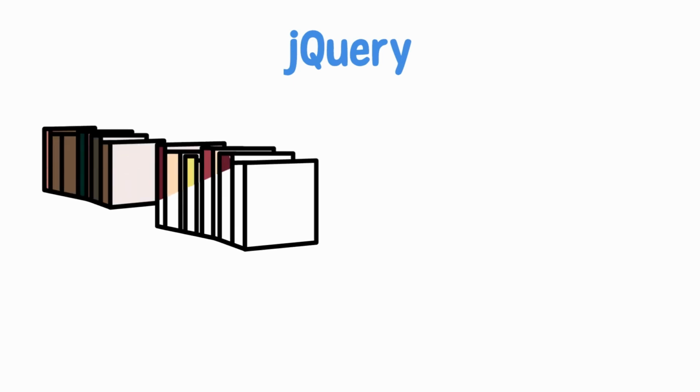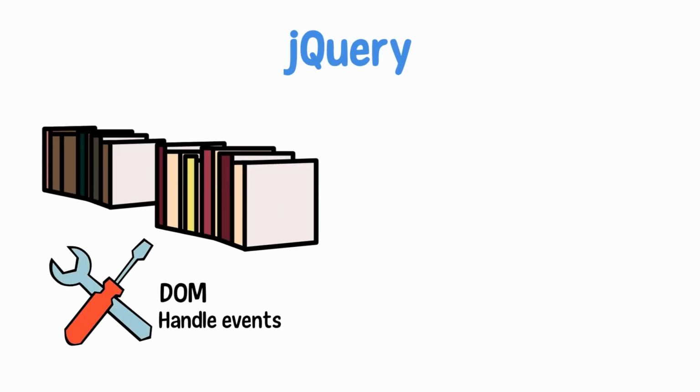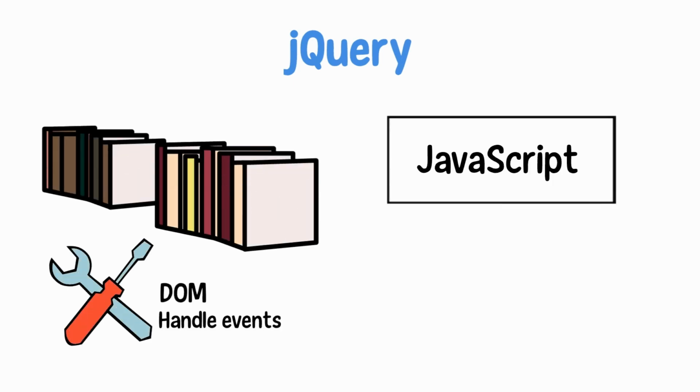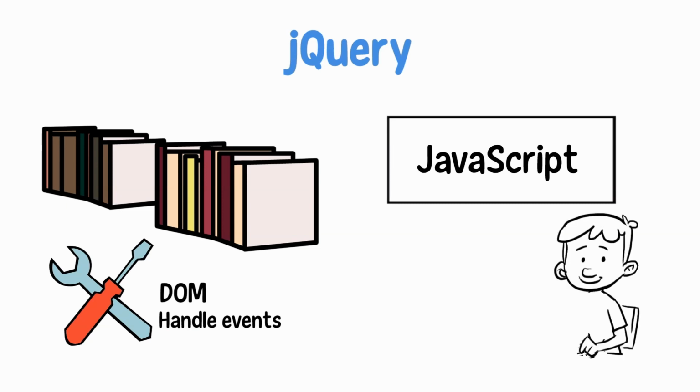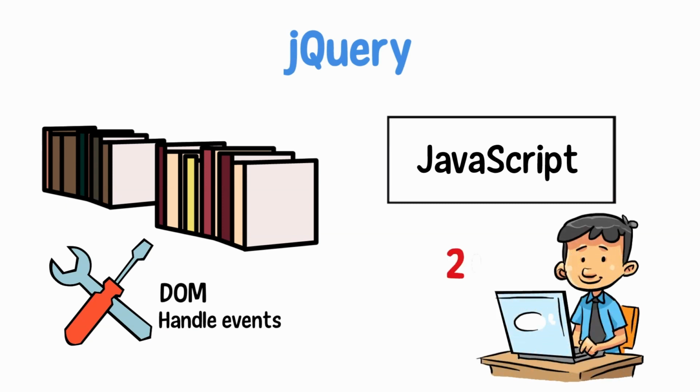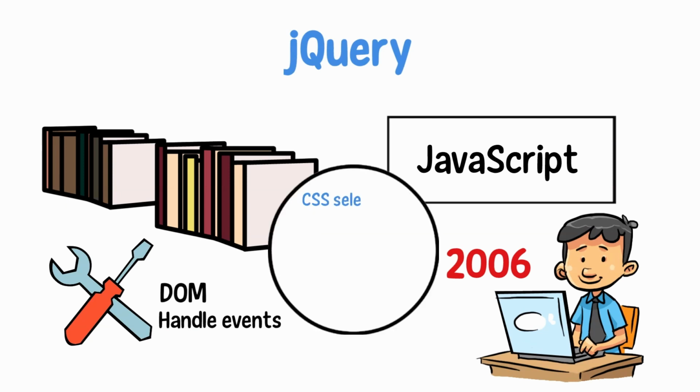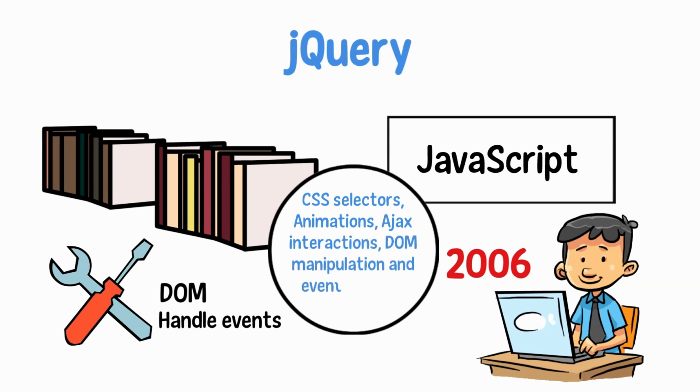jQuery is a library that allows you to manipulate the DOM and handle events. It is written in JavaScript and has gained popularity among web developers since its initial release in 2006. jQuery includes many other features, such as CSS selectors, animations, AJAX interactions, and DOM manipulation and event handling capabilities.